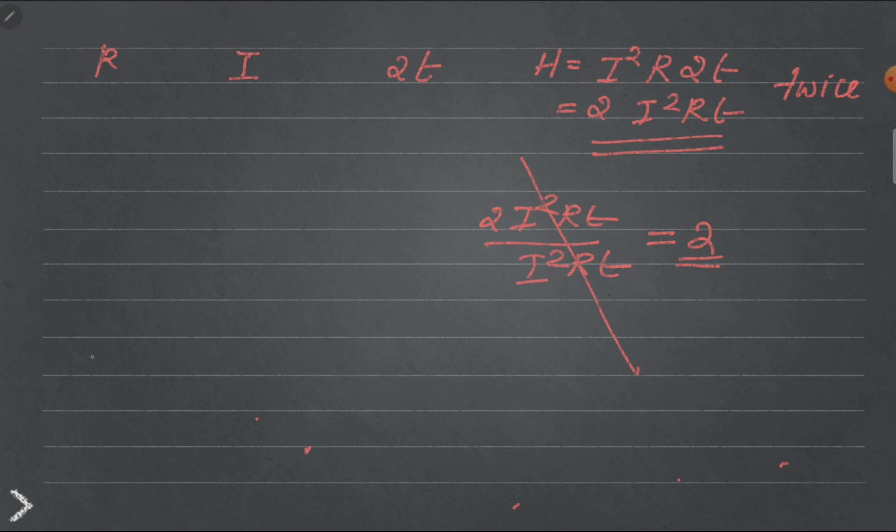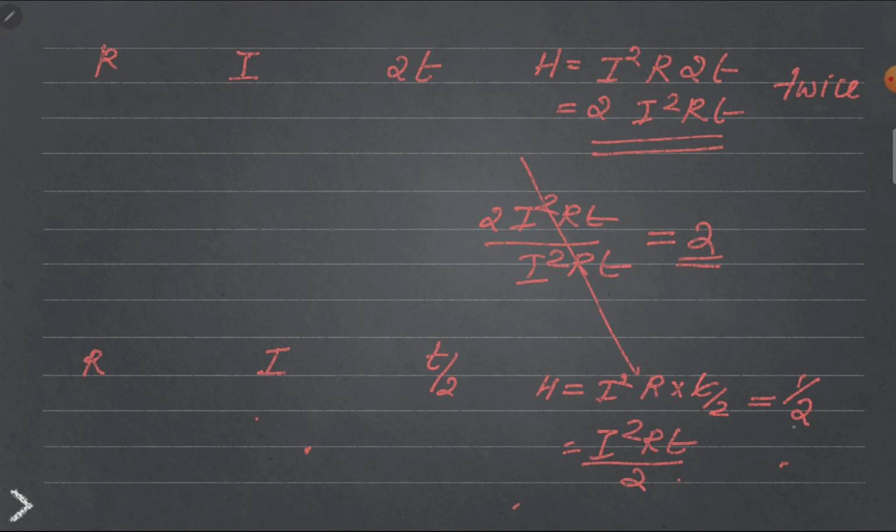Now the last one. There is no change for R, and I remains the same, and instead of T we have T by 2. Therefore H will be equal to I square R into T by 2, or you can write I square RT by 2. Now if we compare this with the initial value, I square RT, we will get that it is changed to half its initial value. Heat energy produced now is half its initial value. This is the way by which you have to answer this table.